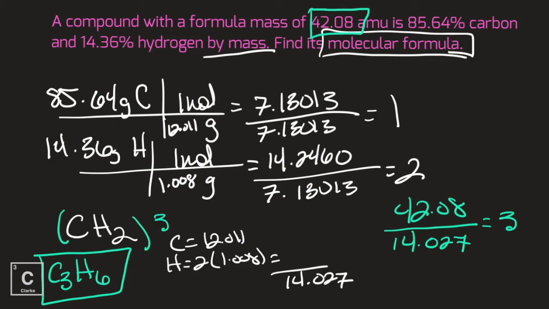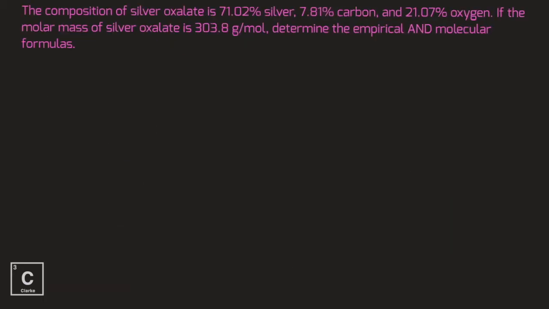I know that was a whole lot of work to just get to that one answer. Sorry, y'all. Next problem. The composition of silver oxalate is 71.02% silver, 7.81% carbon, and 21.07% oxygen. If the molar mass of silver oxalate is 303.8 grams per mole, determine the empirical and molecular formulas.